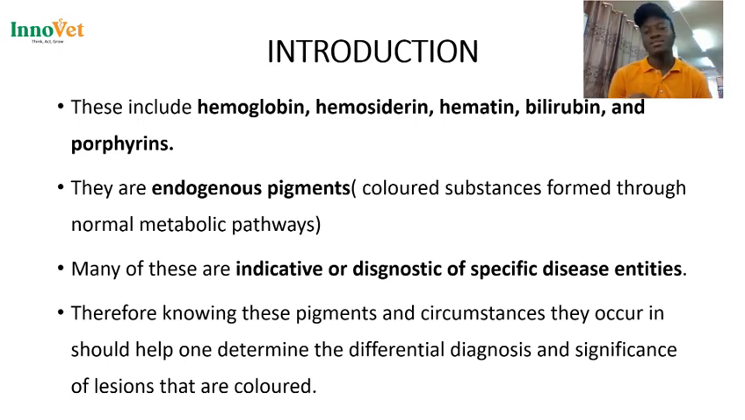By this, I mean colored substances formed through the normal metabolic pathways of the body, as you can see, hemoglobin and the others. Many of these pigments are indicative or diagnostic of specific disease entities, in that knowing these pigments and the circumstances in which they occur should help one determine the differential diagnosis and the significance of lesions that are colored. So where you see brown lesions within the cells, or red ones, you can realize that this is a disease because of this pigment that has been deposited abnormally in these spaces.